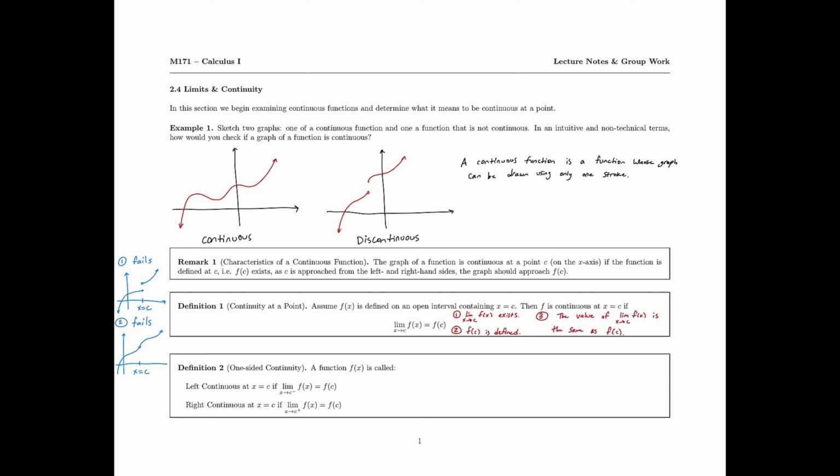The previous graph that we drew, where condition 1 failed, that is a jump discontinuity. This is sometimes called a hole or a removable discontinuity.